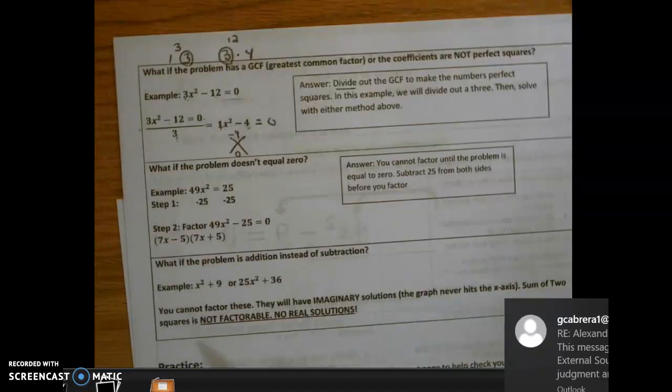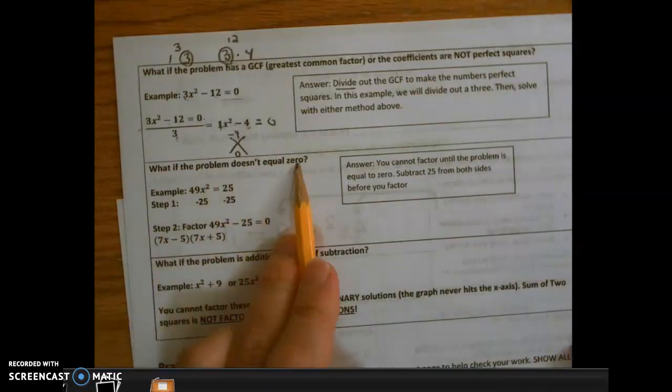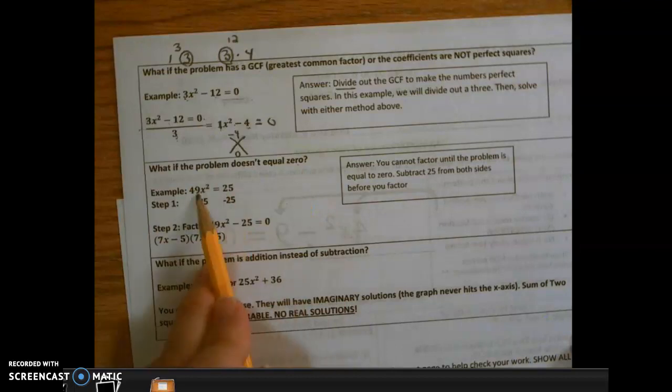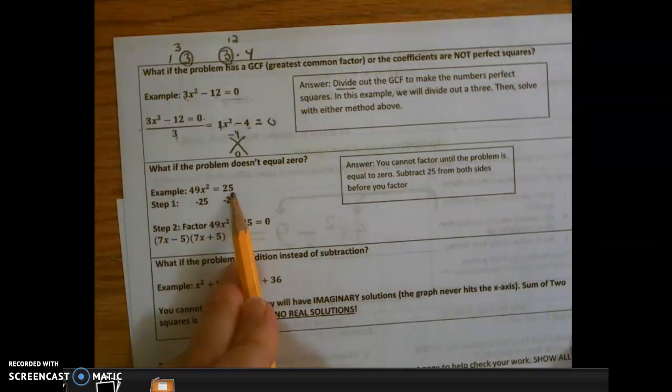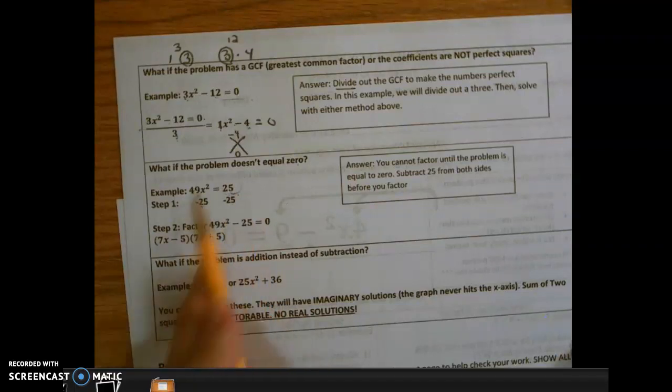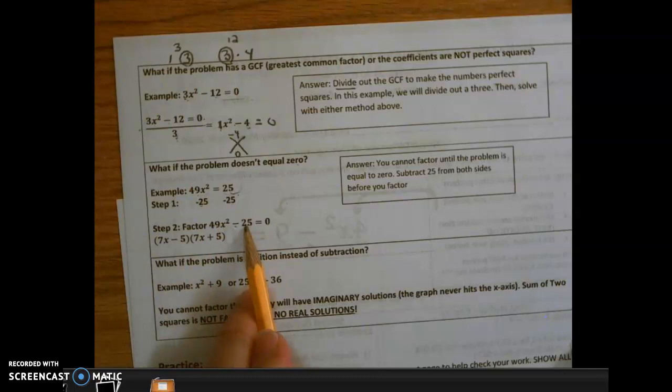Okay, next one. What if the problem doesn't equal 0? So notice here it doesn't equal 0. Well, you guys know how to handle this. We're going to make it equal to 0 by canceling out the numbers over here on the right. So canceling out the 25, and then we have 49x squared minus 25. Then we have perfect squares, and then here's our factors.